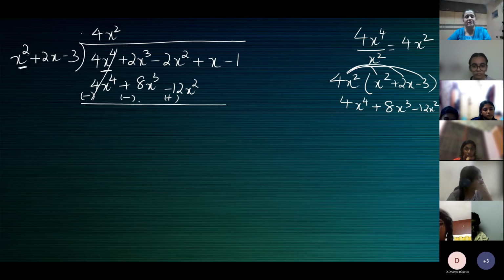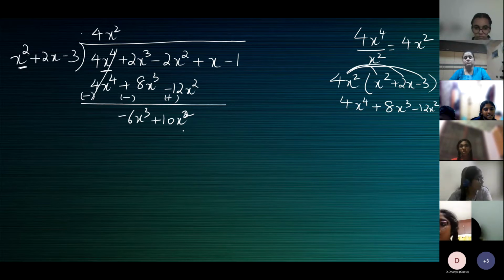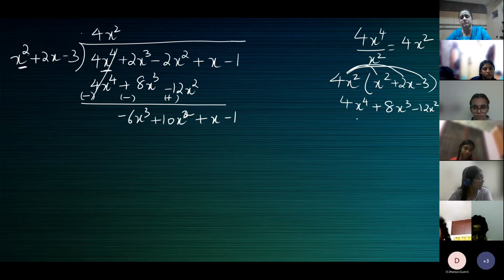2x cubed minus 8x cubed is minus 6x cubed. Minus 2x squared plus 12x squared is plus 10x squared. Next, plus x minus 1. Yeah, bring the remaining terms down. Next step.